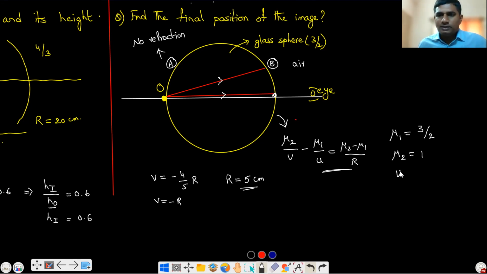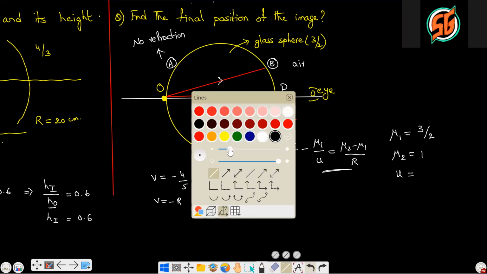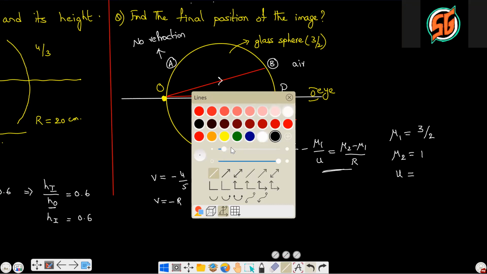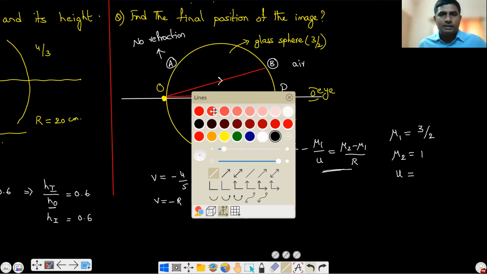And here, what is the object distance? Now the incident rays are falling on this surface. This is the pole of that surface. So from this pole, where is the object? Now the object is here. Sir, is the answer 2.5, sir? 2.5 R, or what are you telling? Sir, you are taking R as 5 centimeters, sir? Yes, sir.